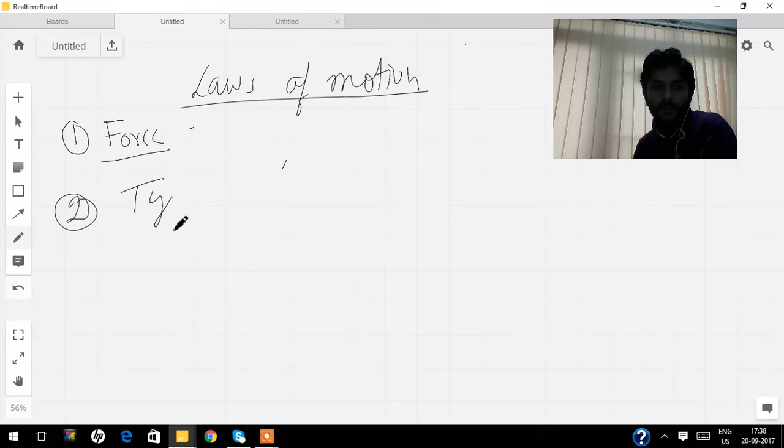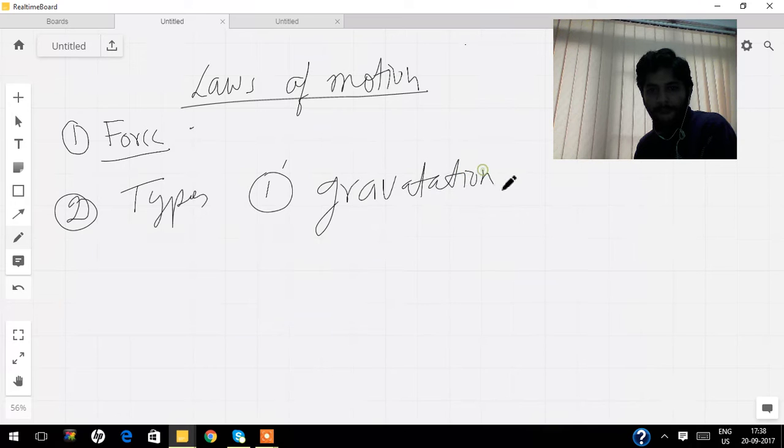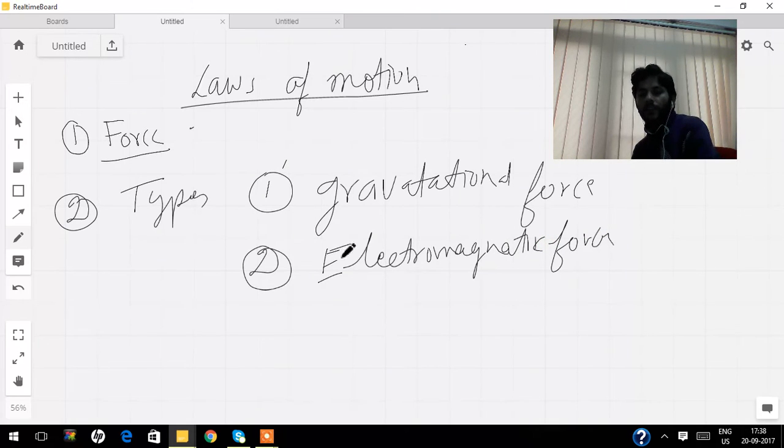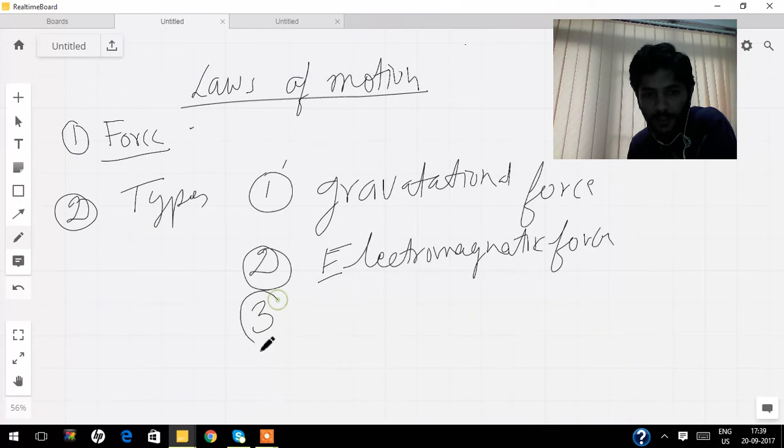So when we are talking about types, the first type is gravitational force, and the second one is electromagnetic forces. Gravitational force is the oldest one, the first force that was discovered, and it was given by the scientist Newton. Then the third one is the nuclear force.